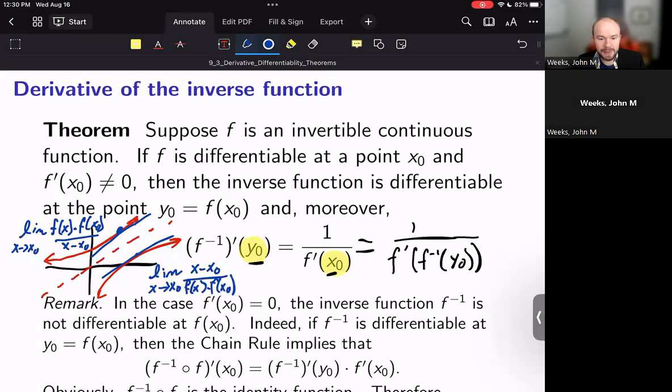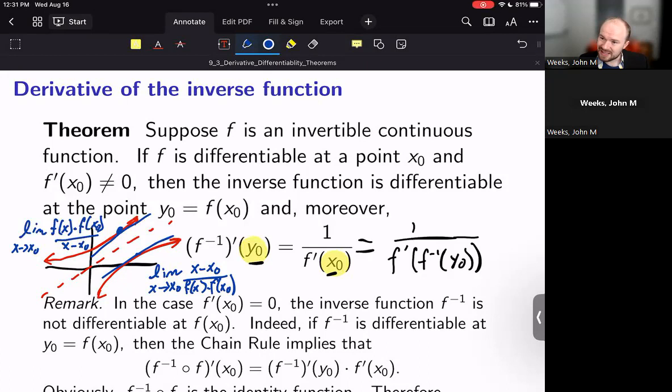Well, if I compare these two formulas, one is clearly a reciprocal of the other. So it makes sense that when you take the derivative of the inverse, you're getting the reciprocal of the derivative of the original function. Of course, this is just an intuitive understanding of the proof, but indeed it is a lot of what the proof relies on.